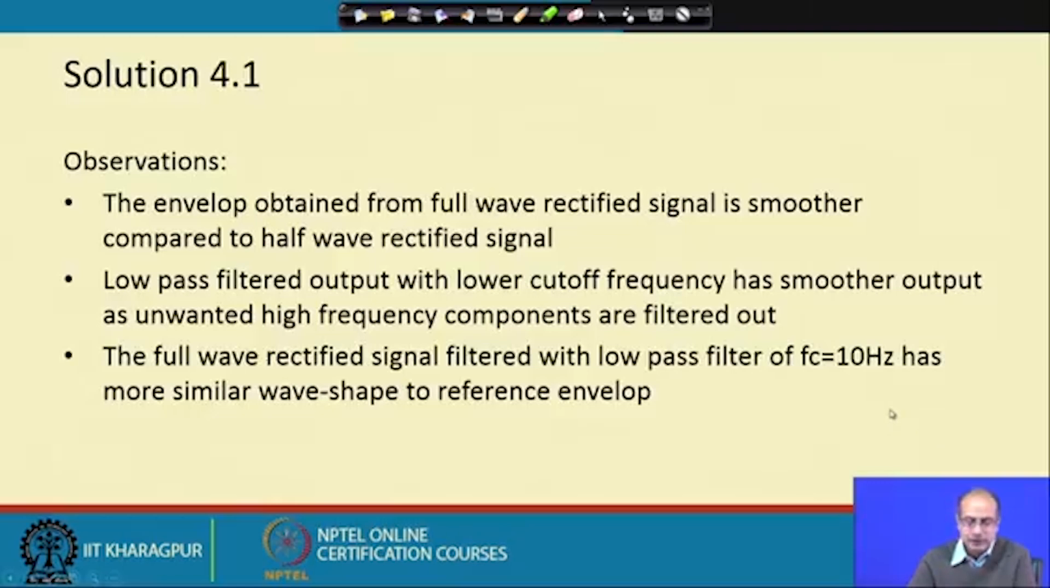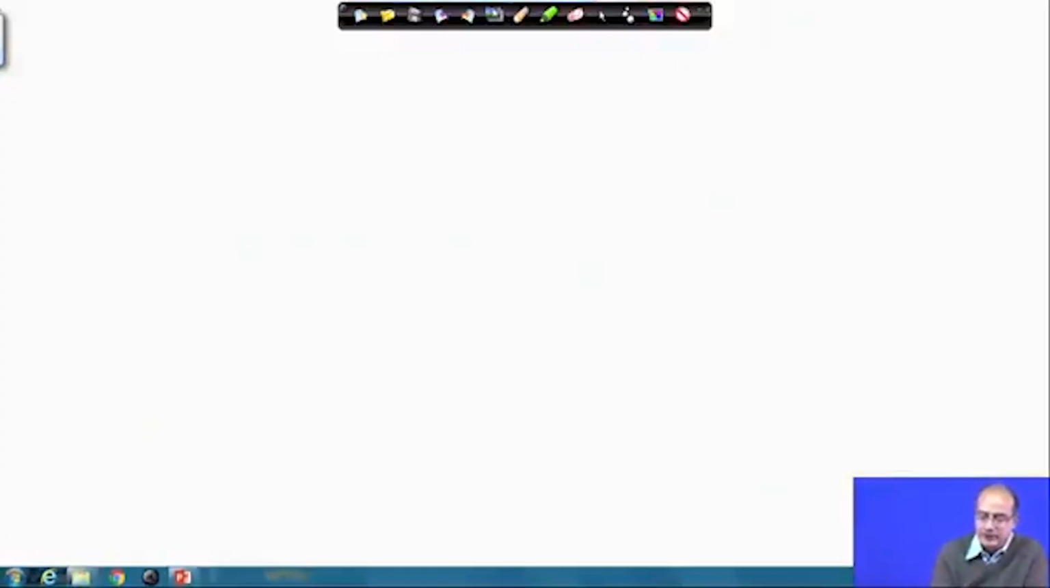Now, let us conclude with the observations here. The envelope obtained from the full wave rectified signal is smoother compared to the half wave rectified signal. When we go for the full wave rectified signal, it would be smoother than the half wave rectified signal. We can look at one picture to make it easy.